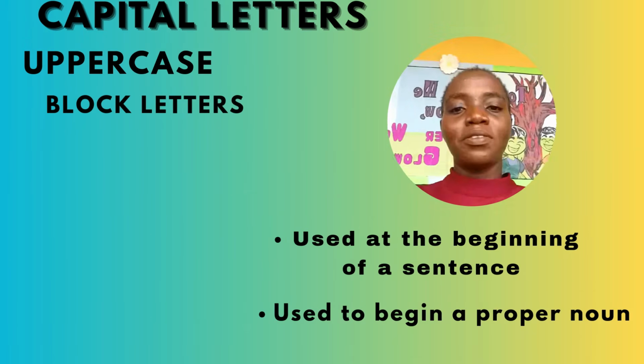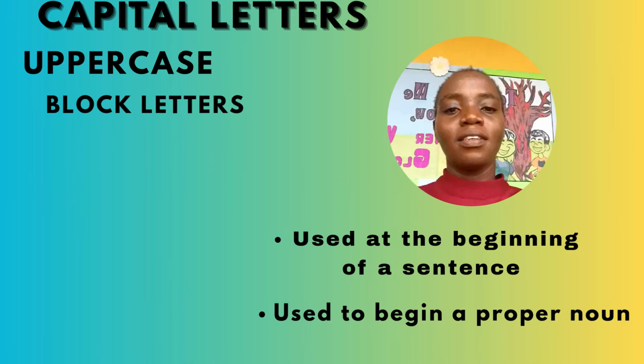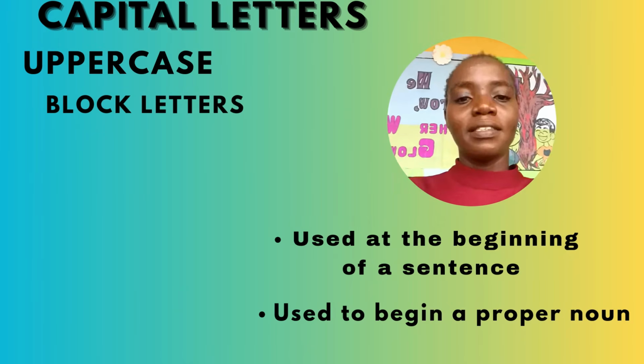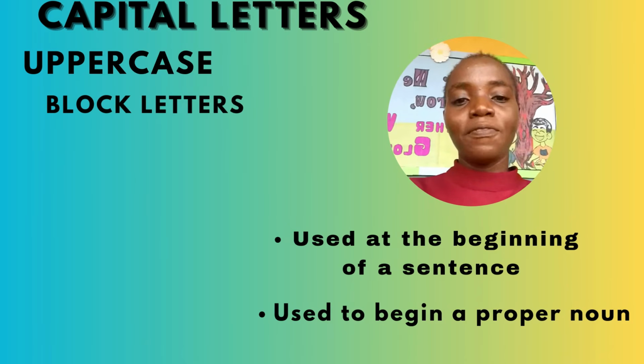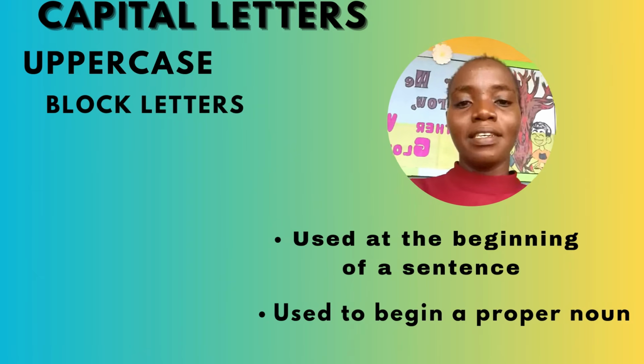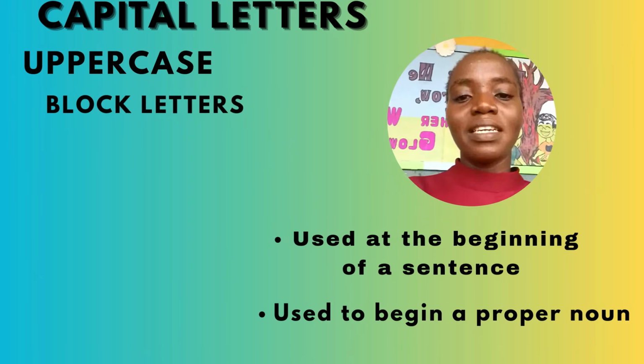Capital letters are also referred to as uppercase or block letters, and they are used at the beginning of sentences. For example, if I want to write the boy is coming, the first letter in that sentence is T and it will be written in capital.